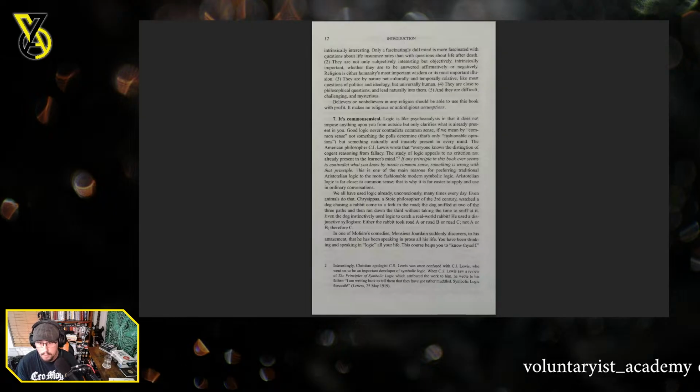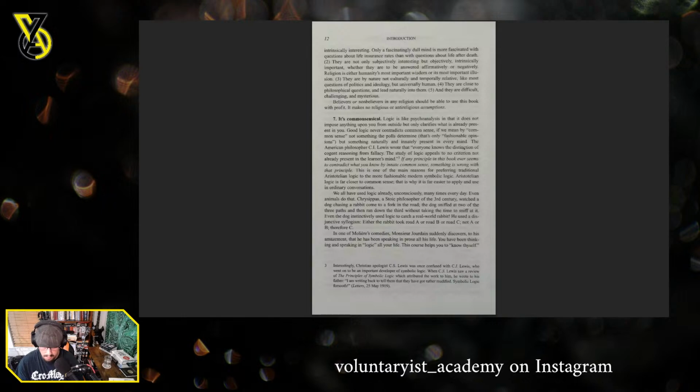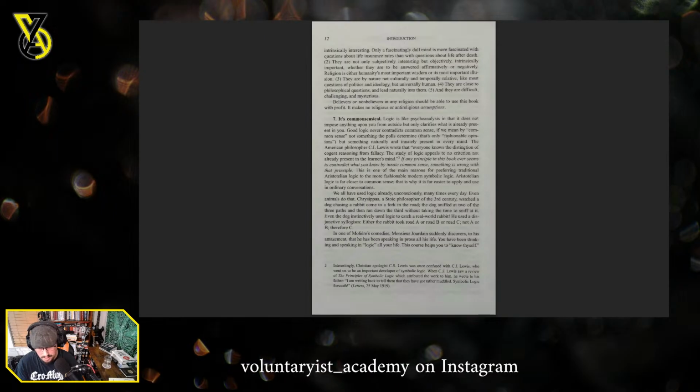So we have a footnote about C.I. Lewis. It says, interestingly, Christian apologist C.S. Lewis was once confused with C.I. Lewis, who went on to be an important developer of symbolic logic. When C.S. Lewis saw a review of the Principles of Symbolic Logic, which attributed the work to him, he wrote to his father, "I am writing back to tell them that they've got rather muddled."